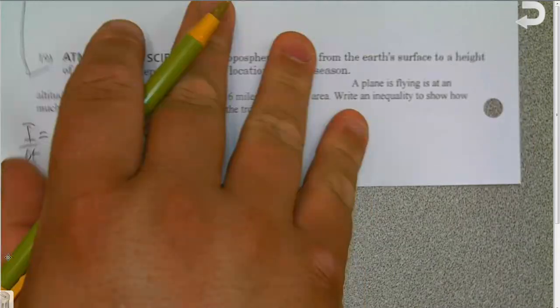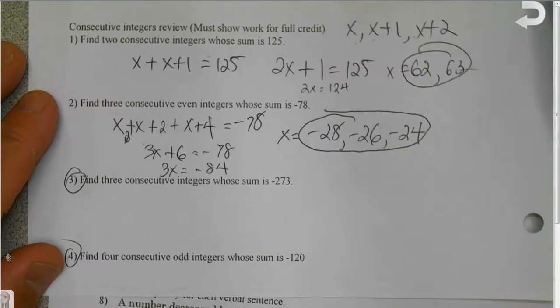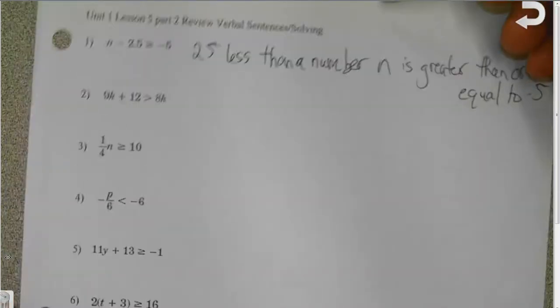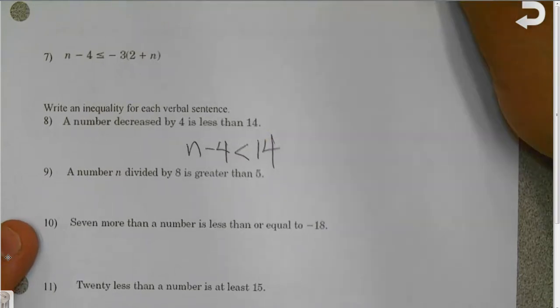Alright, so like I said, this is kind of the cleanup of part 1. Again, we're focusing on proportions. Then we're focusing on consecutive integers. If you have any questions or if you want to see a calculator trick, come see me, and I'll definitely help you out with that. Then we're working on writing numerical sentences and translating numerical sentences. Or translating a verbal sentence to a numerical sentence.